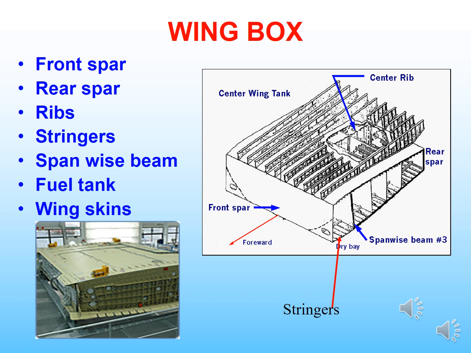The wing box. The wing box constitutes front spar, rear spar, ribs, stringers, span-wise beams. In some aircraft, these wing boxes are used for fuel tanks and the outer layer is covered with wing skins. In the upcoming slides, we can see these things.